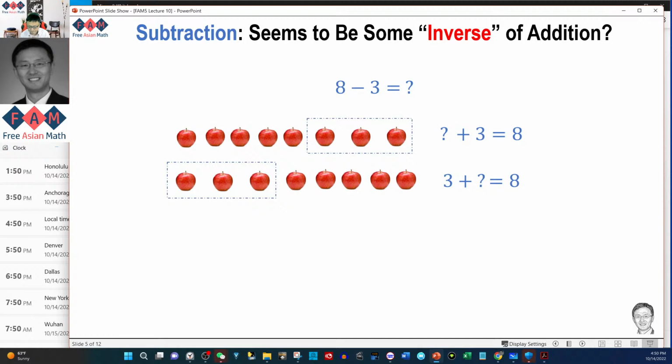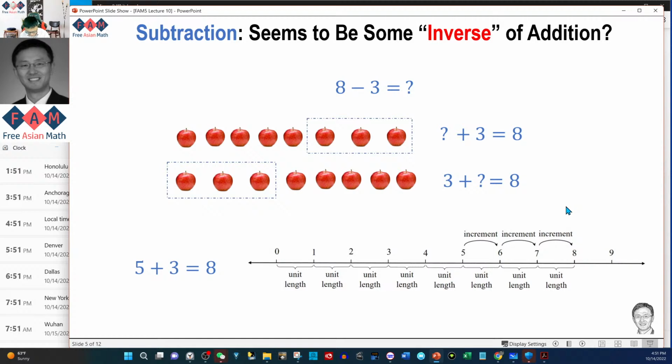So at this point, we know subtraction seems to be just some inverse of addition. Okay, so it's an inverse of addition. Just from a logical perspective, that should be the way it is. But how do we rigorously define subtraction, just like what we did for addition? Well, why don't we just go back to the addition principle? So 5 plus 3 equals 8 on the number line is from 5: increment, increment, increment.